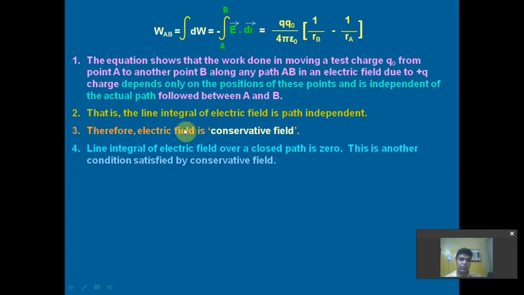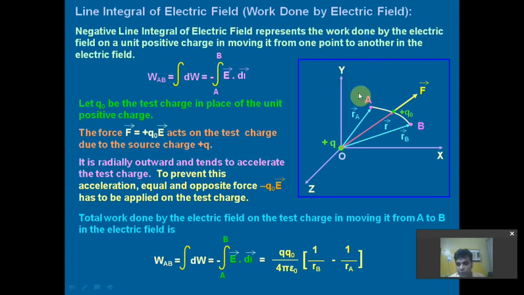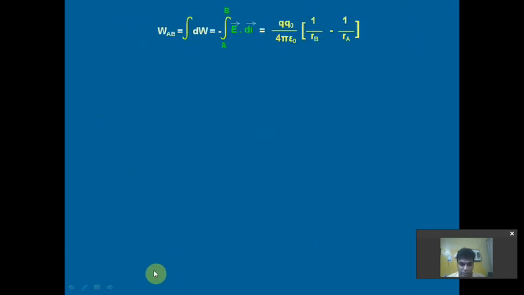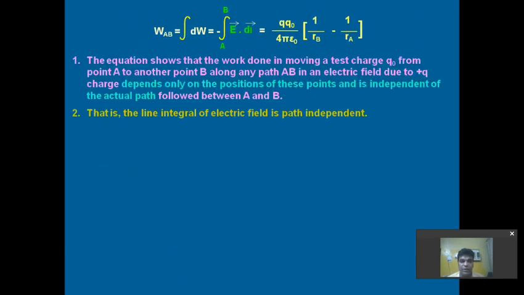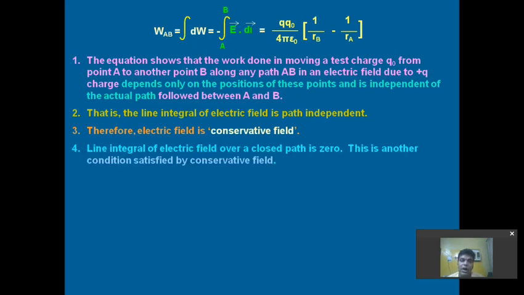Now we have seen in the diagram on the last page that this work done is independent of the path. If the test charge is moving along any path from point A to B, the total work done is given by this same expression. So we have seen an important property: the line integral of electric field is always path independent, and the electric field is always conservative in nature.